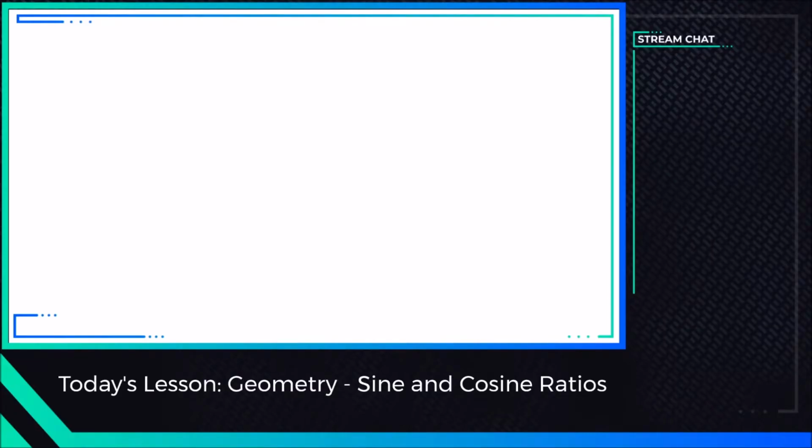And we'll get started today with section 9.5. Alright, and today we're going to introduce the sine and cosine ratios. And the sine and cosine ratios are trigonometric ratios.